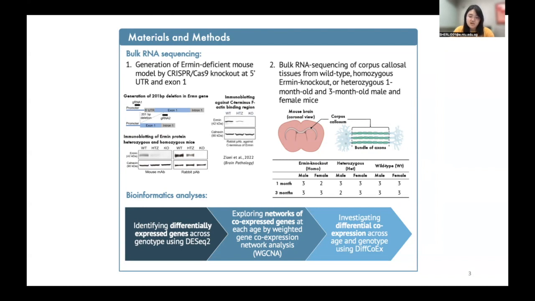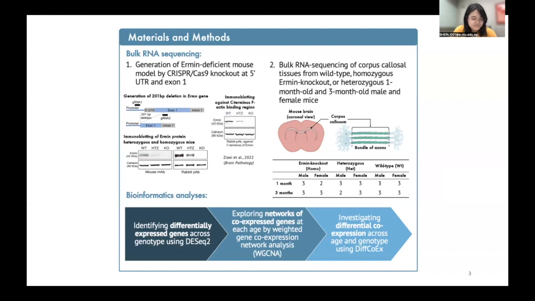So for my project, I have Ermin knockout mice, homozygous knockouts, as well as heterozygous mice, as well as wild-type mice, and male and female mice from both 1 month old and 3 month old age groups. I conducted analysis on bulk RNA sequencing data from the corpus callosum of these samples. And the corpus callosum contains a lot of axons because it is the largest white matter fiber bundle in the brain.